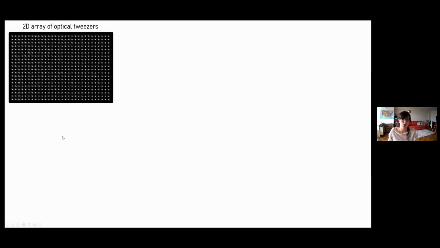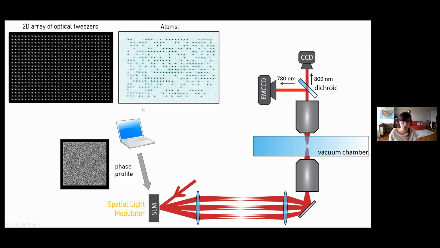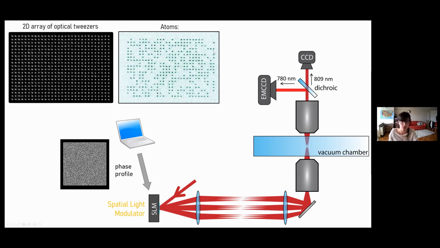So the basic idea of our experiment is to start from a two-dimensional array of optical tweezers, which are simply these tightly focused laser beams, as you can see here, that we produce using a spatial light modulator, which allows us to generate arbitrary intensity arrays of laser light. So we focus these beams at the center of a vacuum chamber, where we have a magneto-optical trap of rubidium atoms. And so when we shine this on the array of optical tweezers, we start loading the atoms into them.